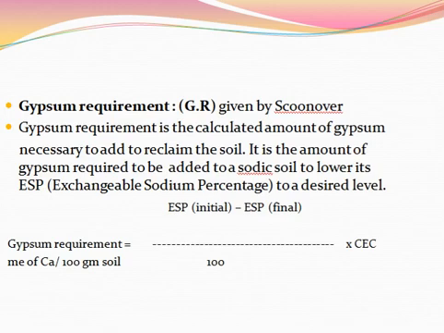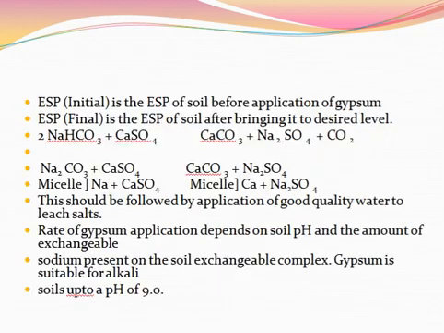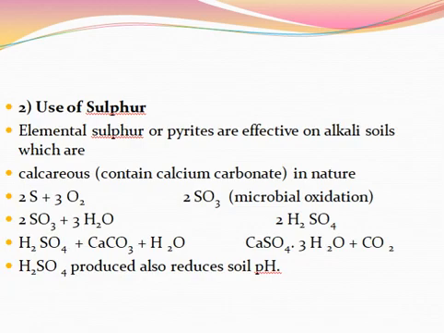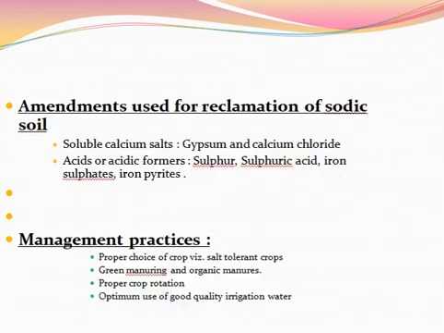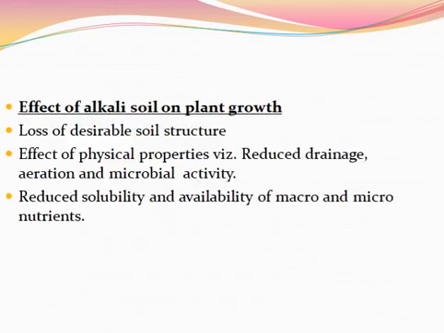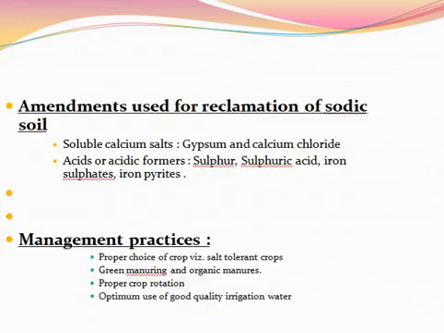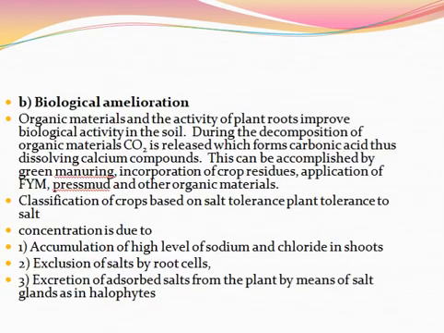Okay, that is all about the use of gypsum. What is the use of sulfur? Elemental sulfur or iron pyrites is added to reclaim sodium. And what is the biological method of reclamation of alkali soil? Organic materials, that is organic matter decomposers like Trichoderma viride, are used for decomposition, which releases certain organic acids and lowers the pH of sodic soil.